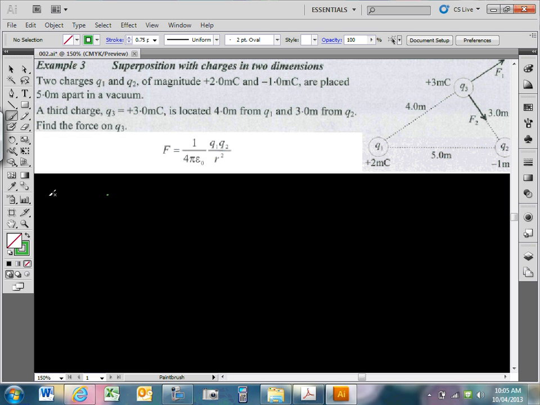I'm hoping that everybody finished this problem. So force is equal to K Q1 Q2 on R squared, as we know, Coulomb's law.